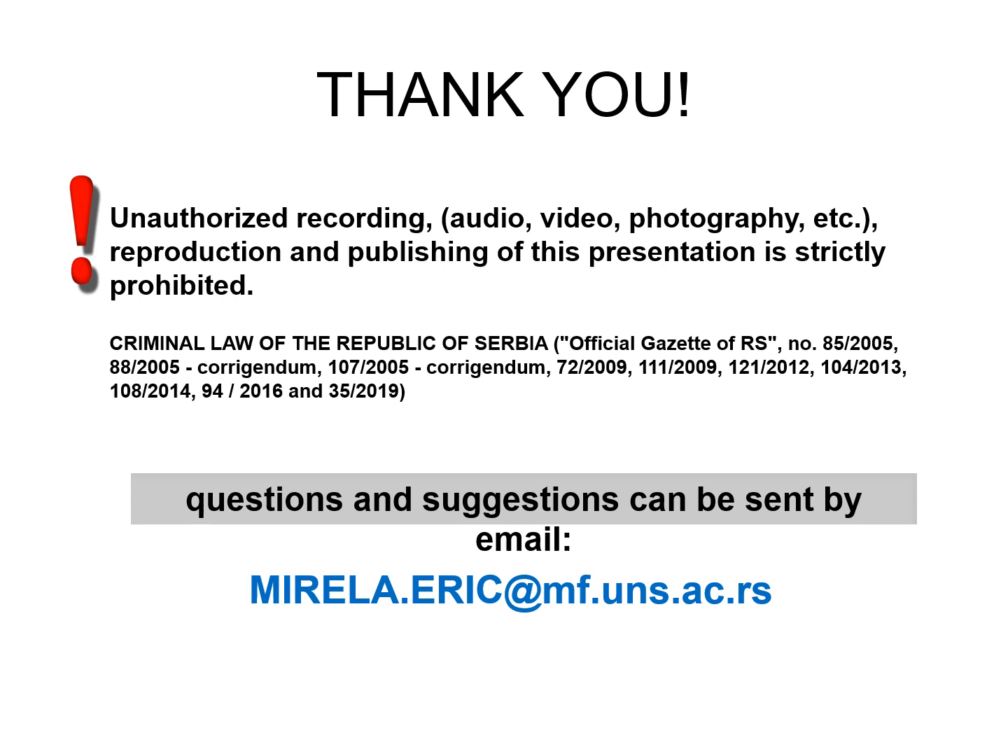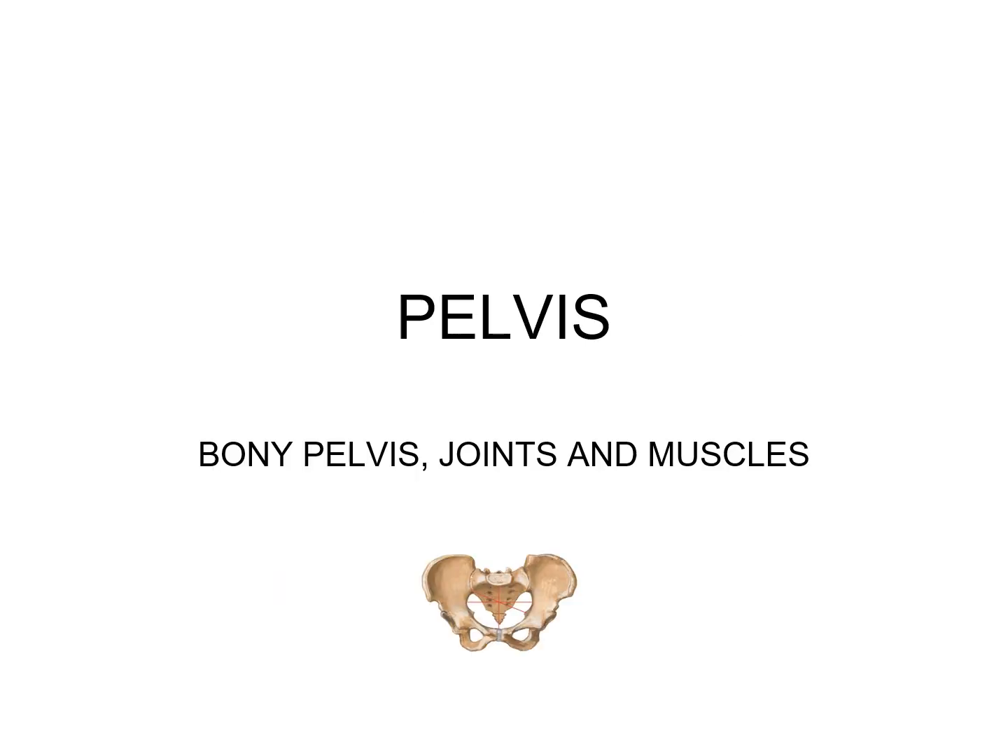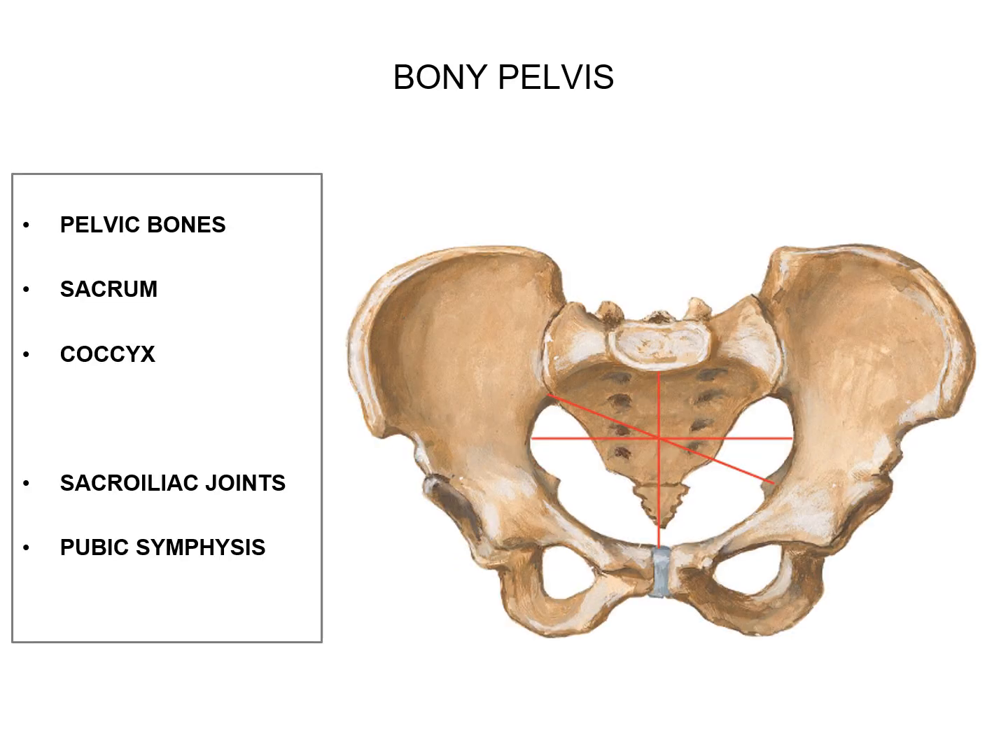This lecture is about the pelvis. The pelvis consists of a bony structure called the bony pelvis. Besides the bony pelvis, it consists of joints, muscles, blood vessels, and nerves. The bony pelvis or pelvic skeleton consists of the pelvic or hip bones, sacrum, and coccyx.